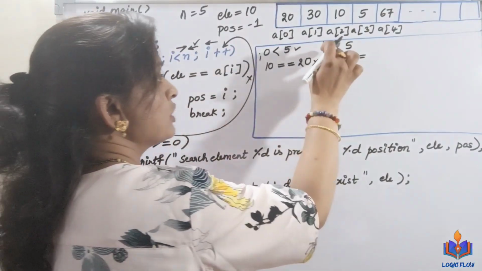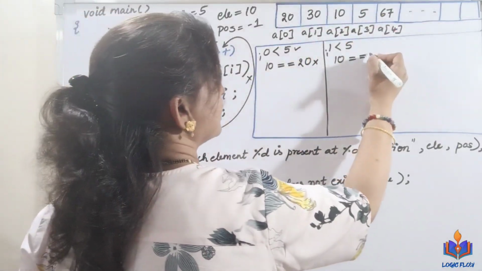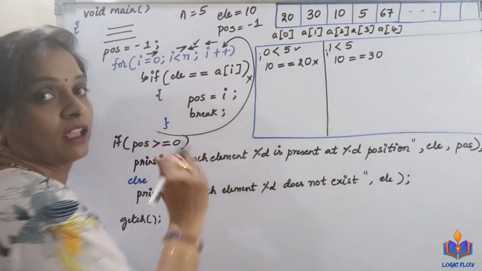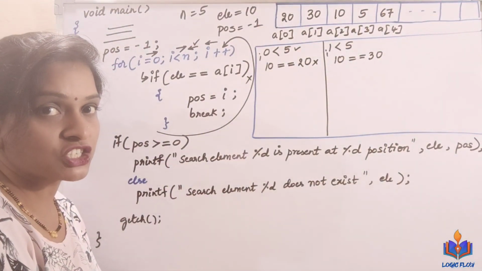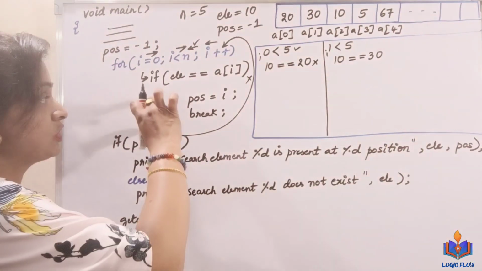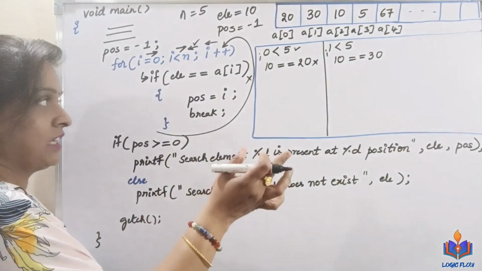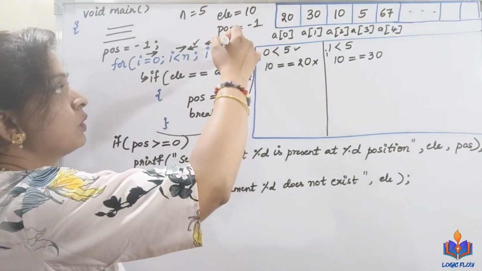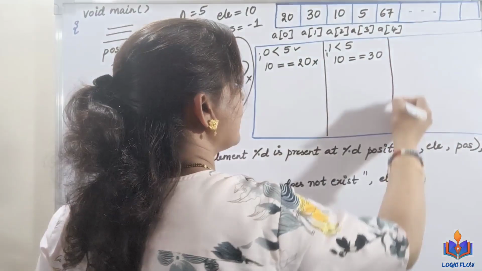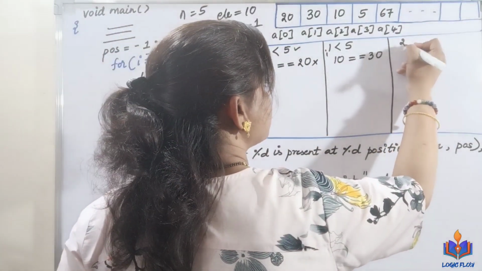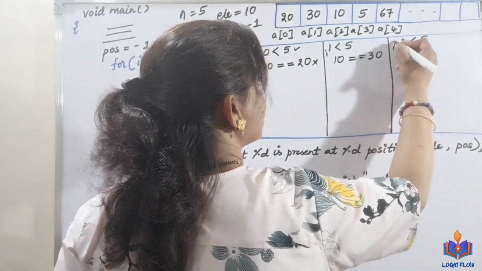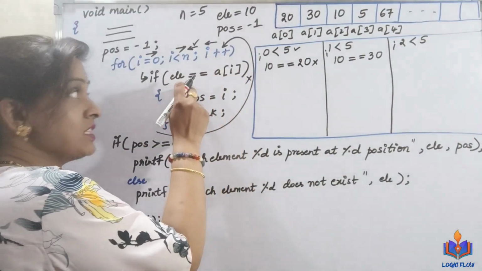I means 1. What is A of 1? It is 30. Is 10 equal to 30? Again the if condition evaluated as false, so this block will not be executed. It gets skipped. Control goes back to the loop. I gets incremented. I becomes 2. 2 less than 5? Yes, again the condition is true.